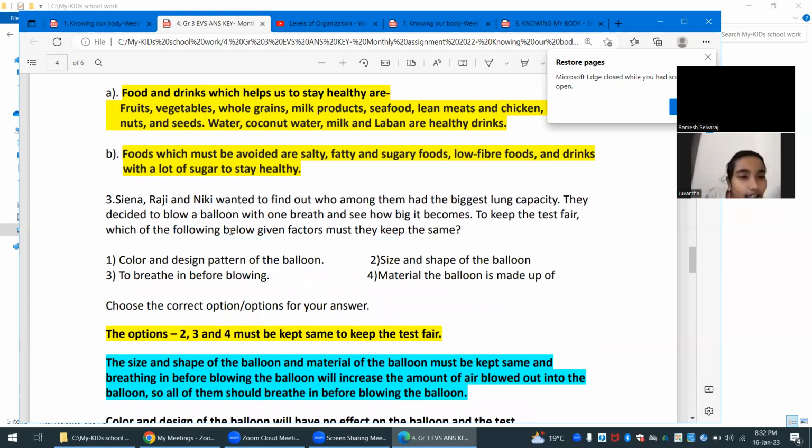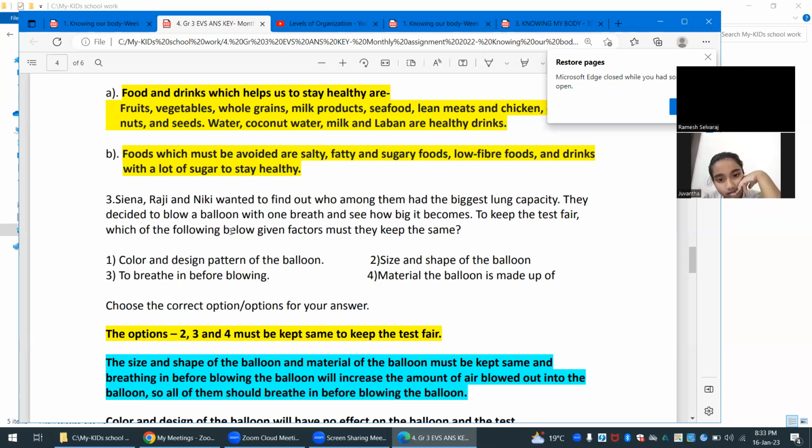Sienna, Raji, and Nikki wanted to find out who among them has the biggest lung capacity. What do you mean by lung capacity? It means who is able to hold the breath. They decided to blow a balloon with one breath. Within one breath, you blow a balloon and see how big it becomes. If it becomes bigger, then you have more lung capacity.